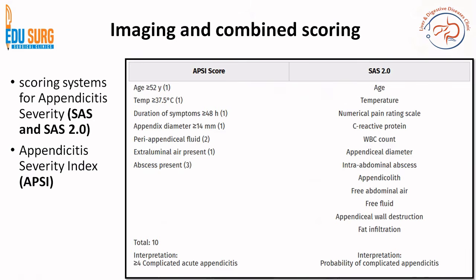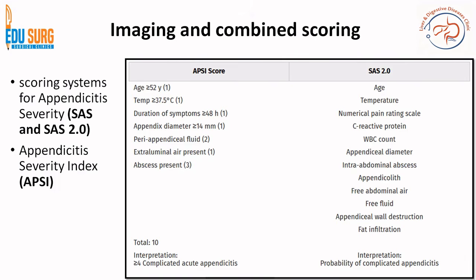Now you also have scoring systems that combine clinical findings and imaging. You can see here age, temperature, pain as per the rating scale. Then you have CRP and WBC count in the SAS 2.0. SAS is the scoring system for appendicitis severity, and APSI is the appendicitis severity index.